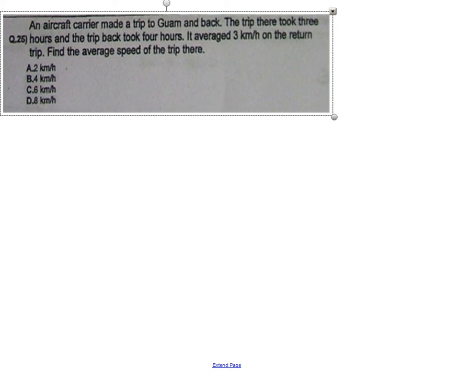Whatever. All right, anyways. Trip there took 3 hours, and the trip back took 4 hours. It averaged 3 kilometers per hour on the return trip. Find the average speed of the trip there. Okay, so this is going to take a couple steps. First of all, we got to figure out how far it is. So if it was traveling 3 kilometers per hour, and it took them 4 hours to get back, how can we figure out the distance? We just multiply. So if we take 4 times 3, we get 12.